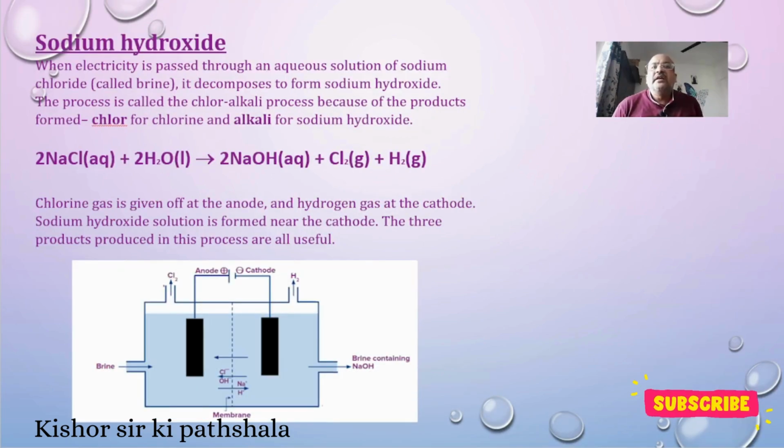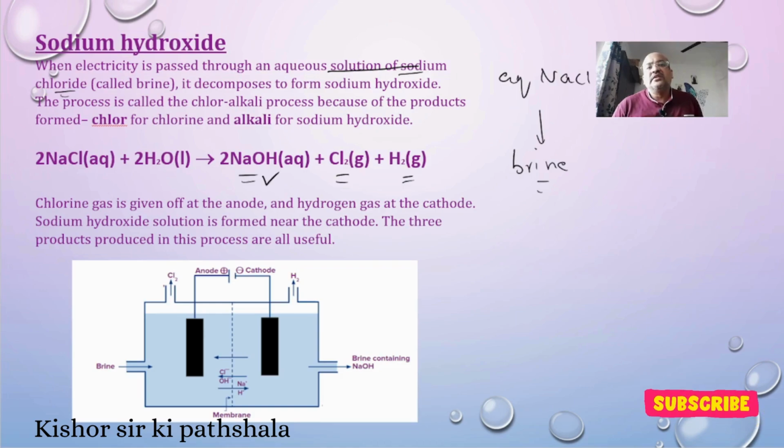When electricity is passed through an aqueous solution of sodium chloride, which is also called brine, it decomposes into sodium hydroxide, chlorine and hydrogen.